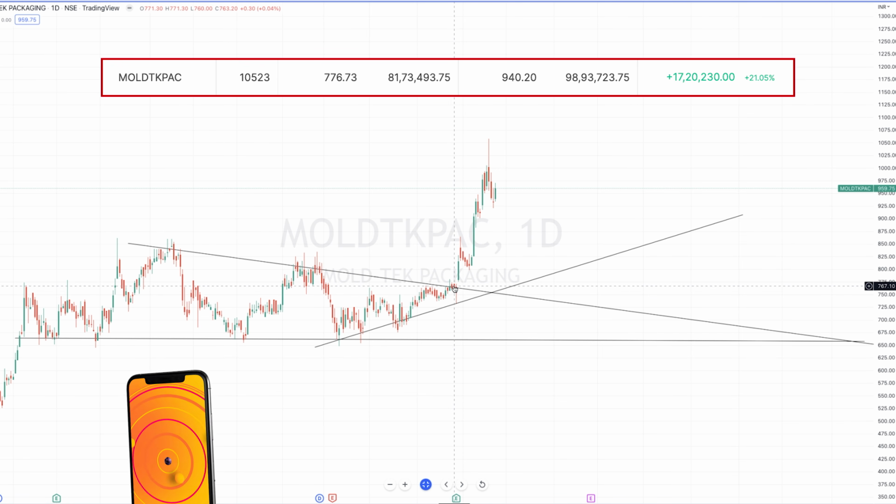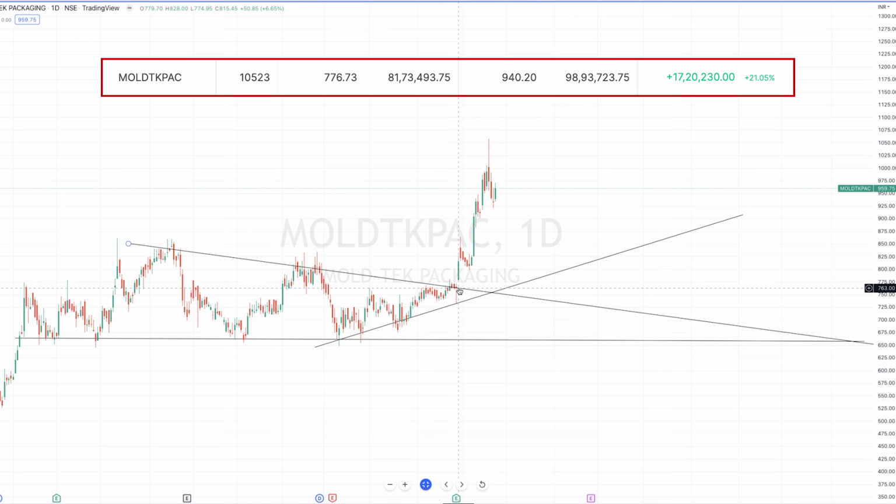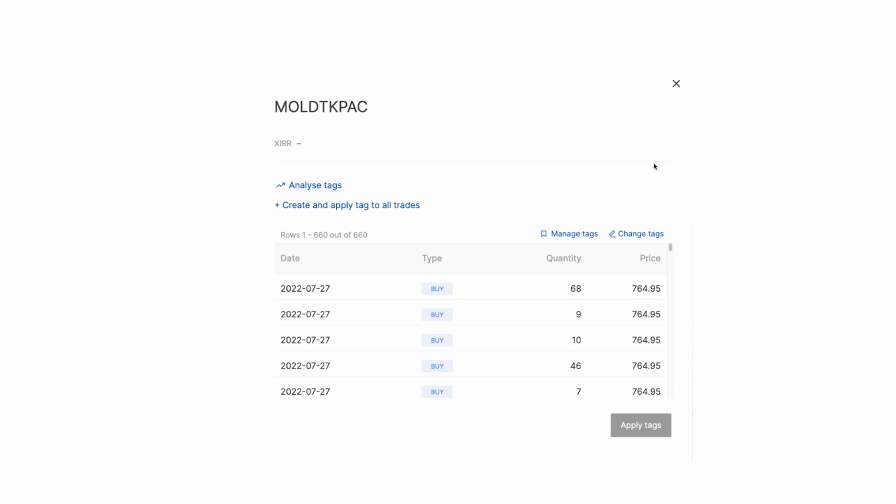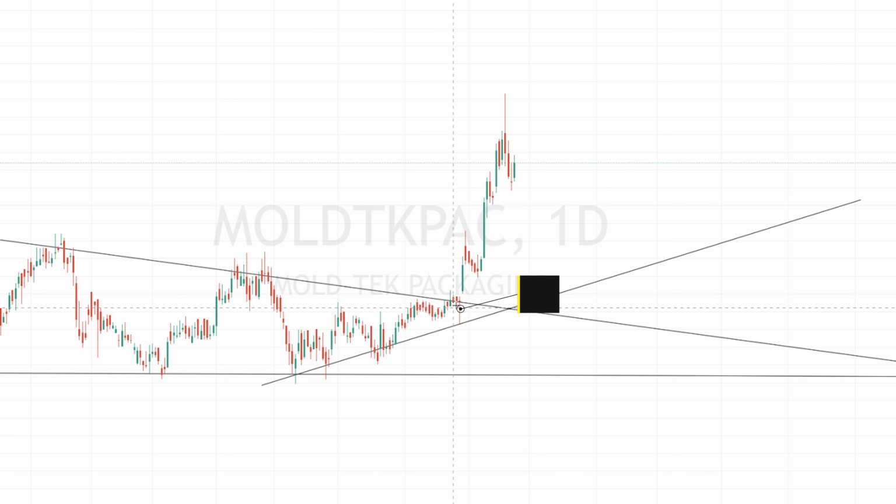What happened? So I started buying. The reason why I started buying around 764, let me just check the price once again. Yeah, 764.95 on 27th, correct? So 27th would be this day. And at the top I started buying 764 to 765.